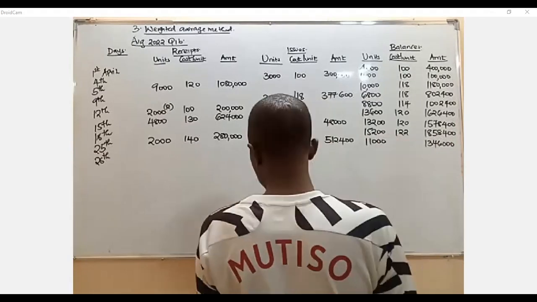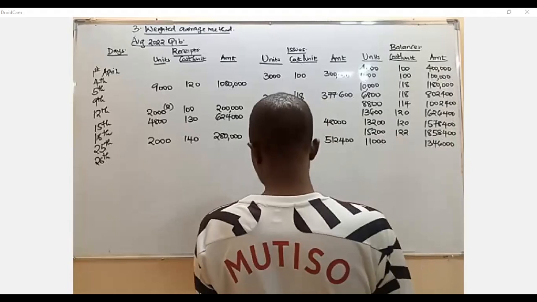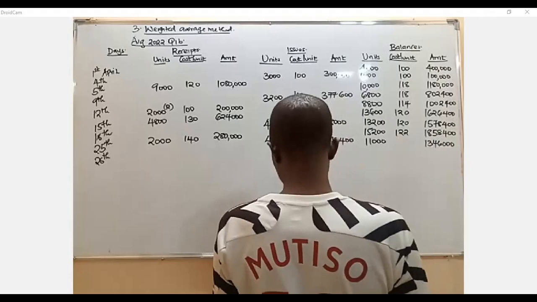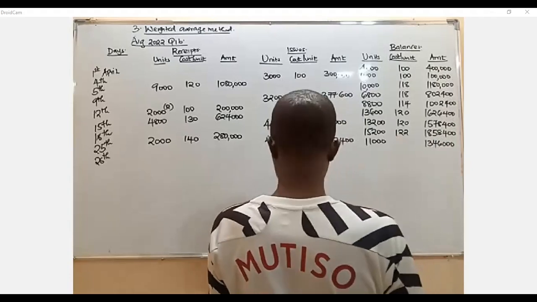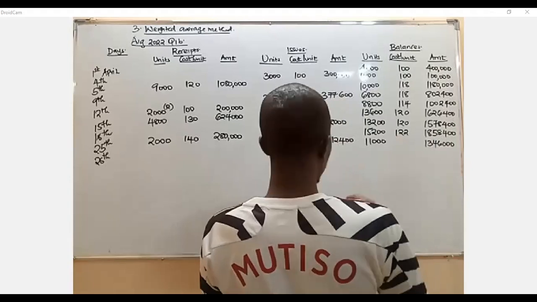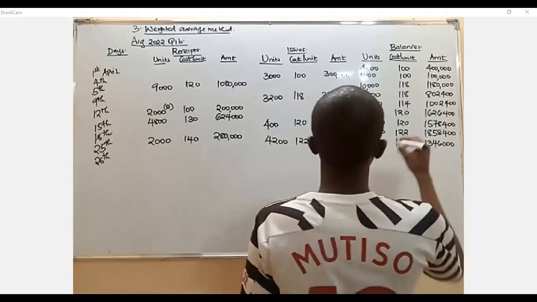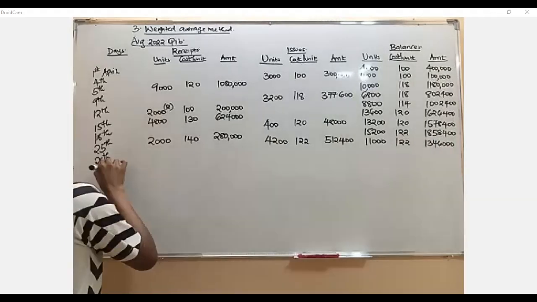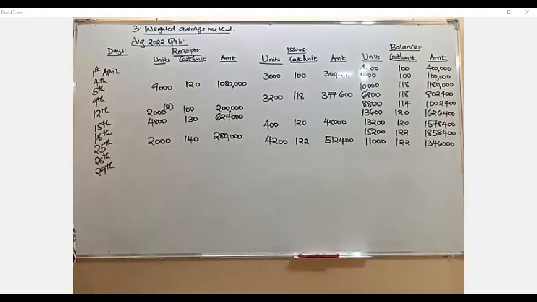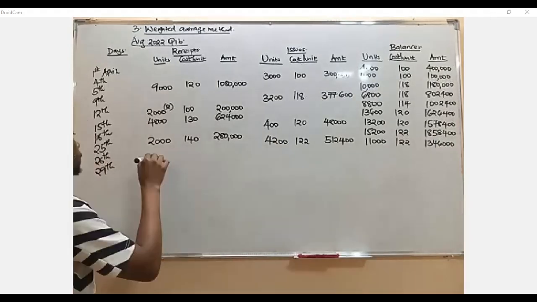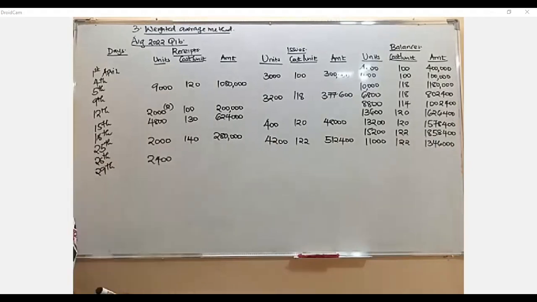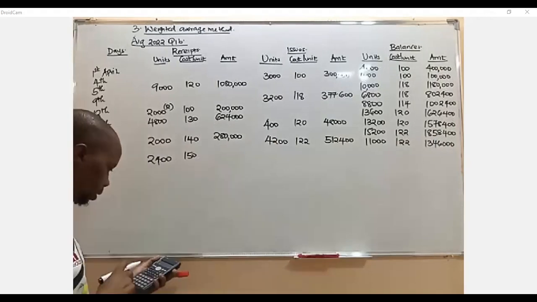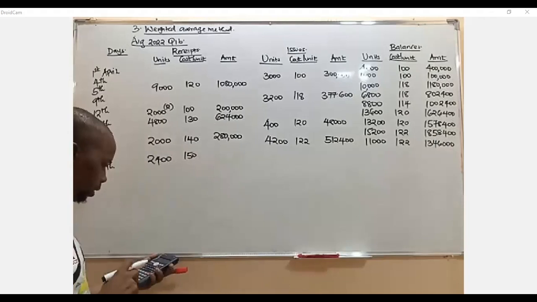So 1,346,000 divided by 11,000. I'm getting 122 again. Then after 28, on 29 we were able to purchase 2,400. We are being given 2,400 units by 150, getting 360,000.